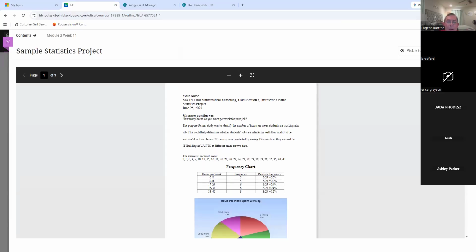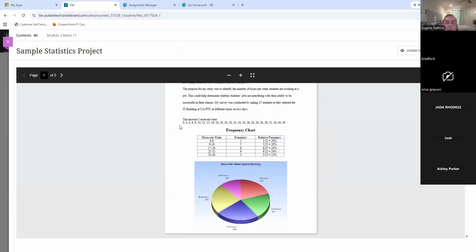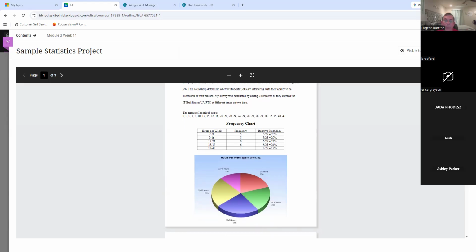So this one asked how many hours per week do you work for your job? So right here, they got all their answers. They made a frequency chart and they sort of made bins. What we're talking about with bins is breaking the data down into intervals. And then your frequency would be how many times each happened. So it looks like this one asked about 25 students.